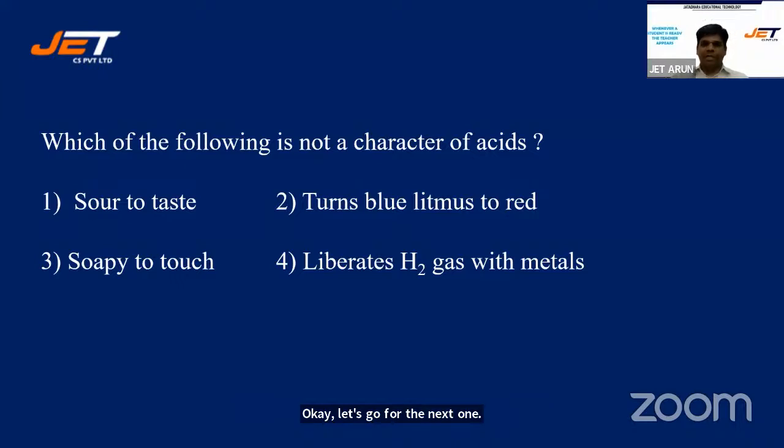Which of the following is not a characteristic of acids? Sour to taste, turns blue litmus red, soapy to touch, liberates H2 gas with metals.